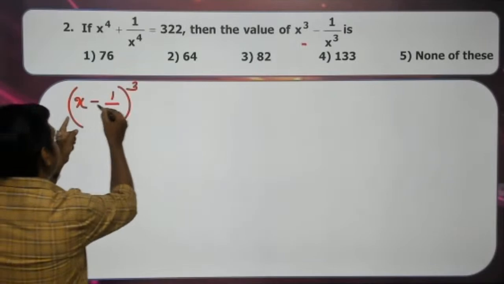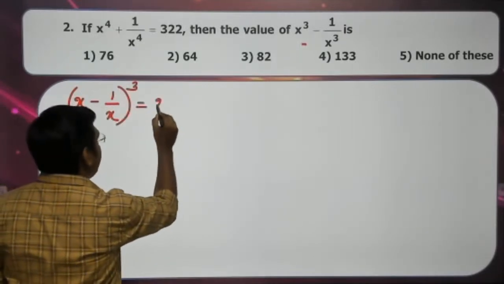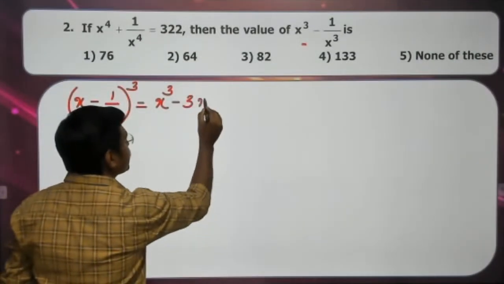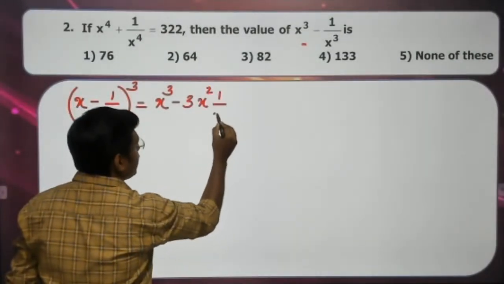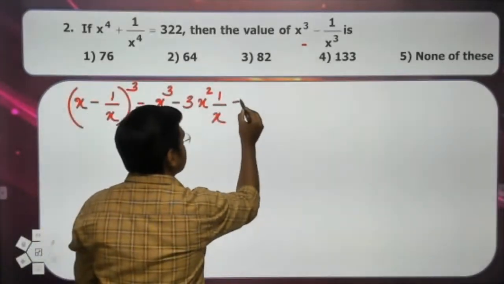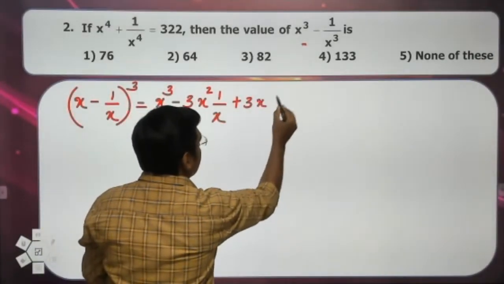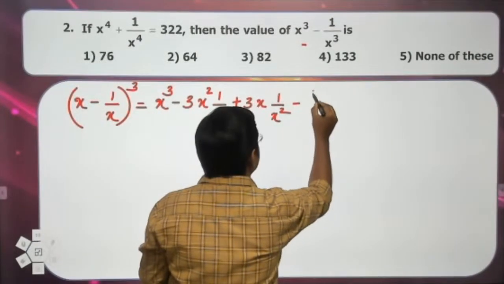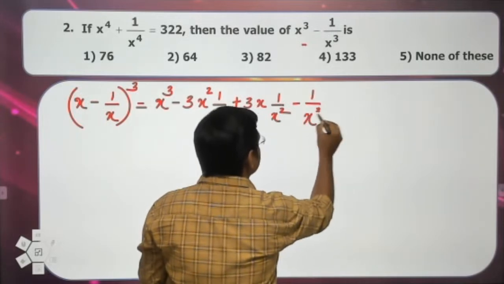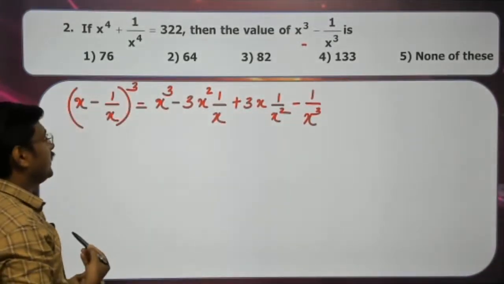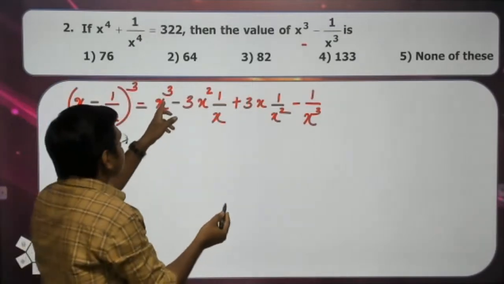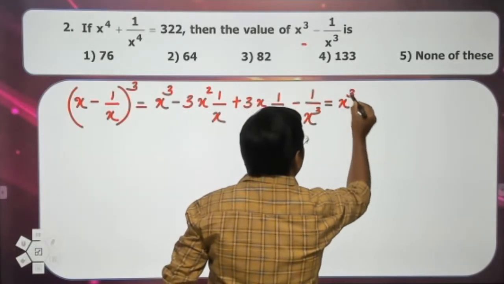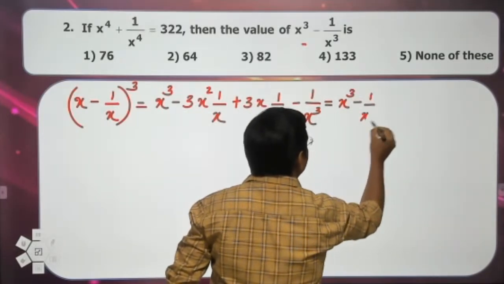Listen carefully. A minus b the whole cube is equal to a cube minus 3a square b, that means x square into 1 by x, plus 3ab square, minus b cube, that means 1 by x cube. Next, I am arranging this as x cube minus 1 by x cube. That is what we need to find, right?